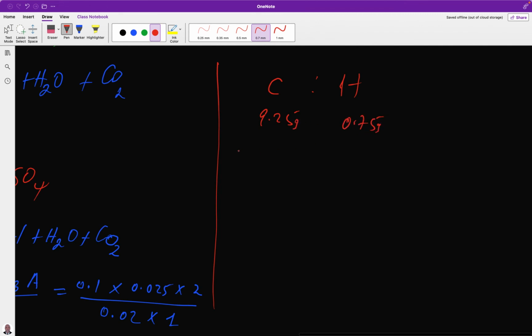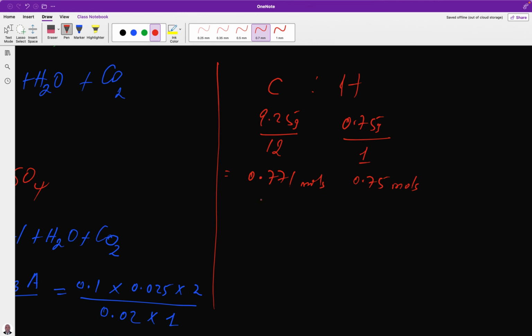Then we want to have the number of moles. The number of moles is obtained by dividing these by their relative atomic masses. The relative atomic mass for carbon is 12, so we put 12 grams per mole there. The relative atomic mass for hydrogen is 1. If we divide, the outcome for carbon will be 0.771, and for hydrogen 0.75 remains 0.75. These are the moles.